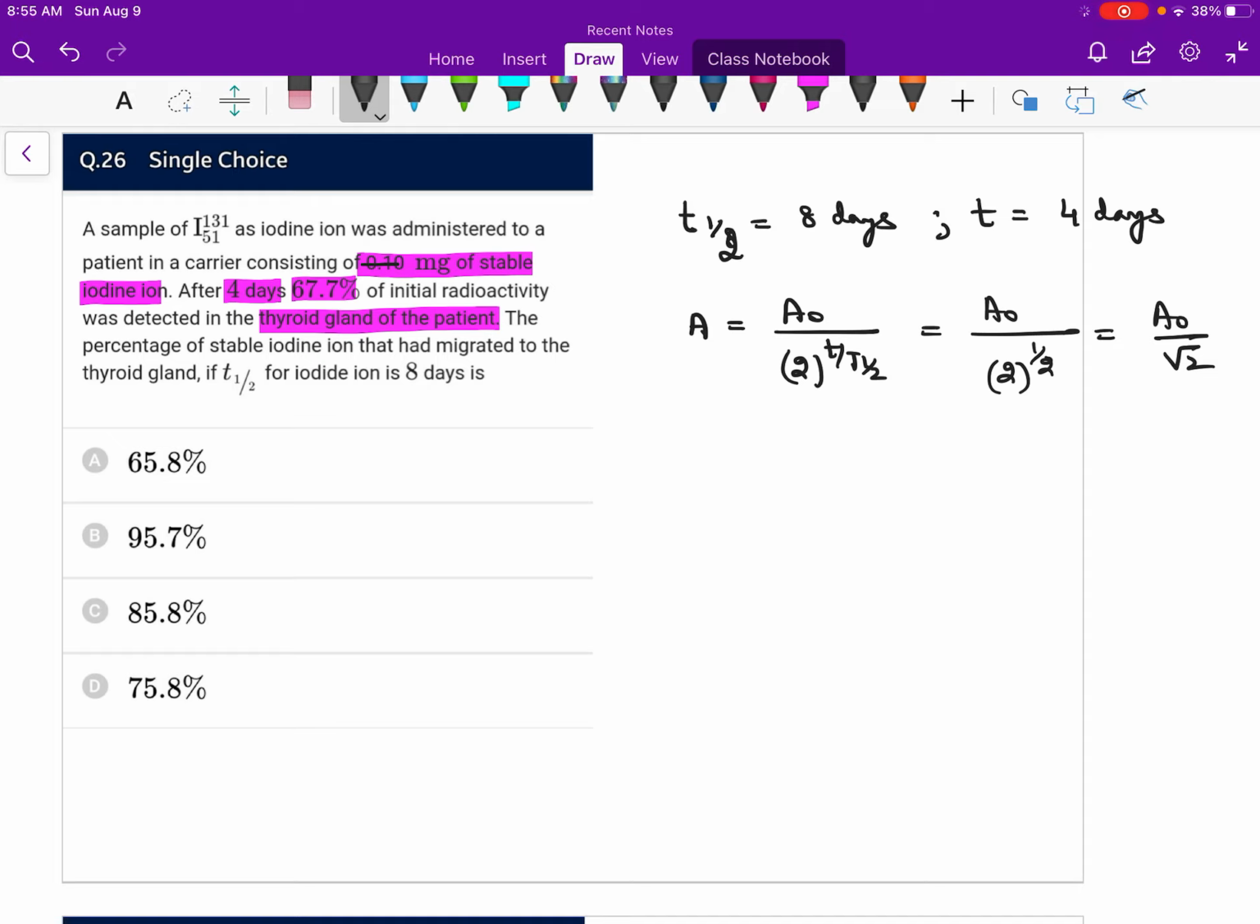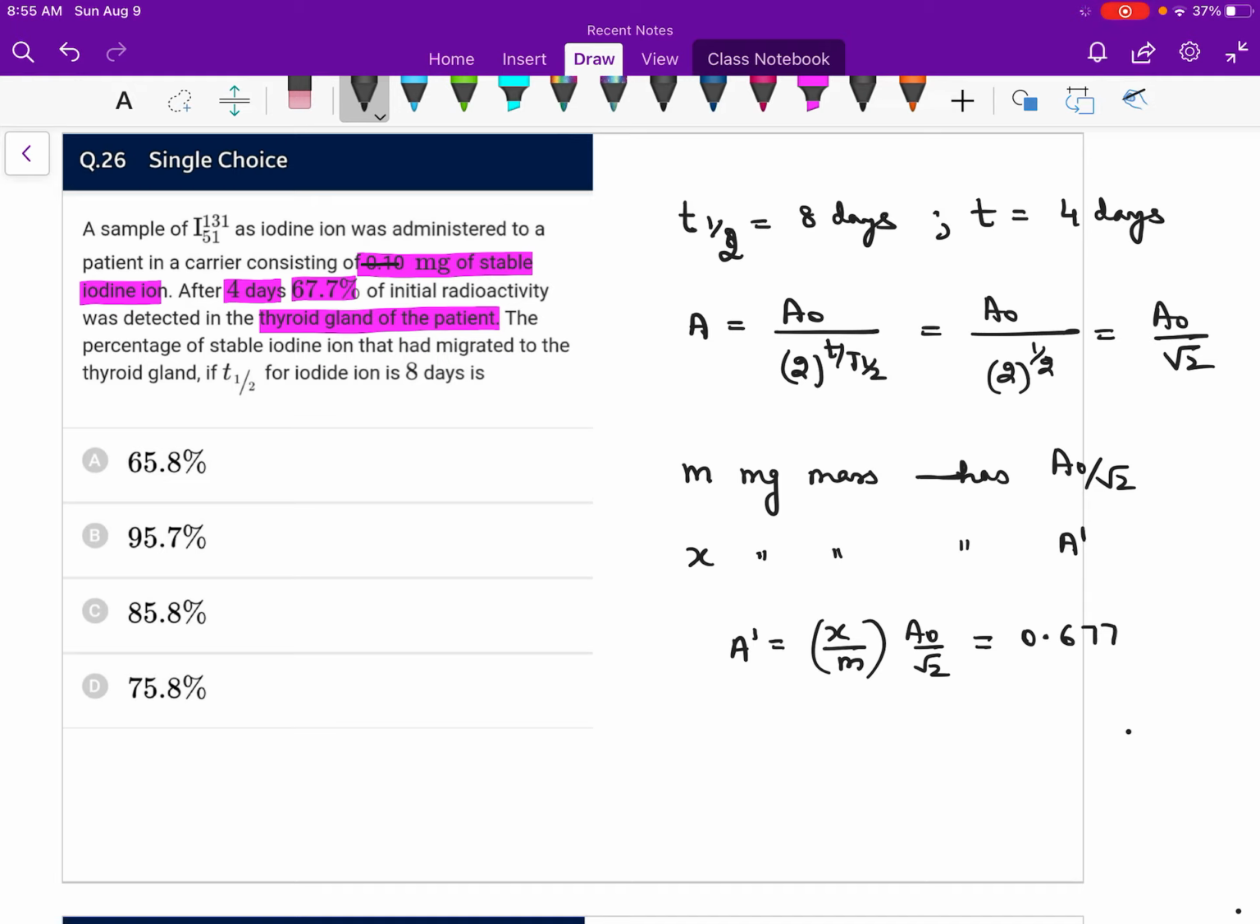Now the complete 10 milligram mass, initially say m milligram mass, has activity A naught by root 2. Then x milligram mass has activity, how much? Suppose m milligram mass has activity A naught by root 2, then x milligram mass has activity say A dash. So A dash is x upon m into A naught by root 2. And A dash is given 67.7%.